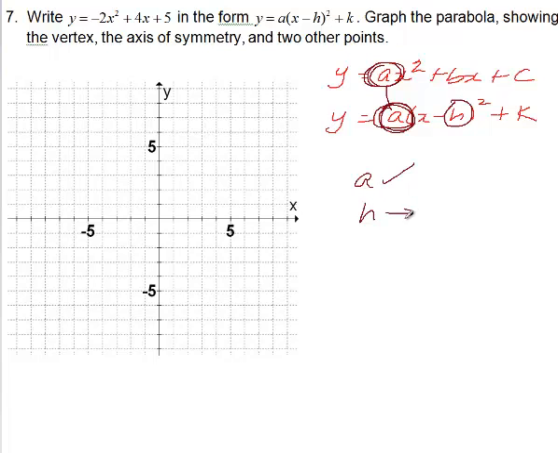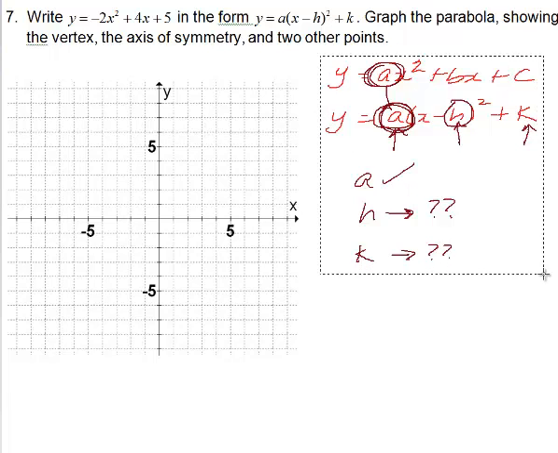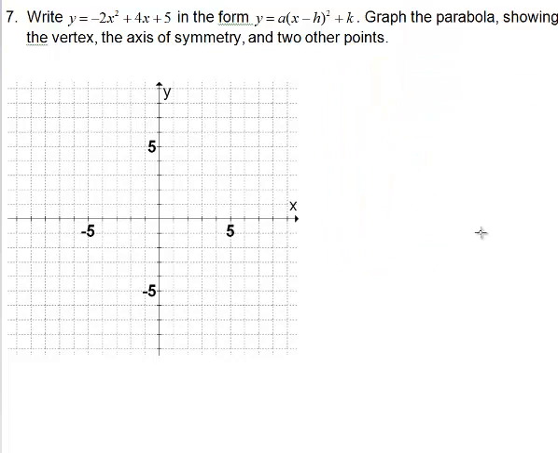How do we find h? How does h come into play, and how does k come into play? So you need to find three things: a, h, and k. And if you can find those, then you can easily write that form of a quadratic. So let's go through the example now. I'm going to label these different steps. Here we go, starting with the question given.